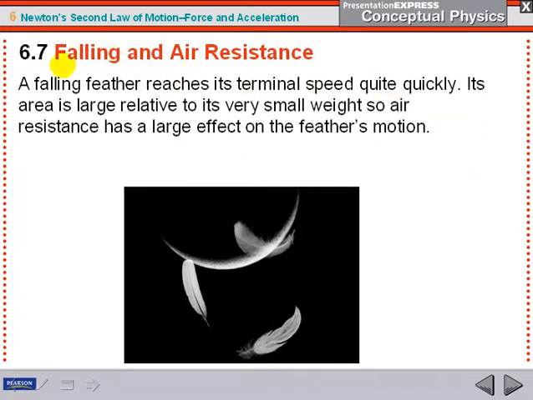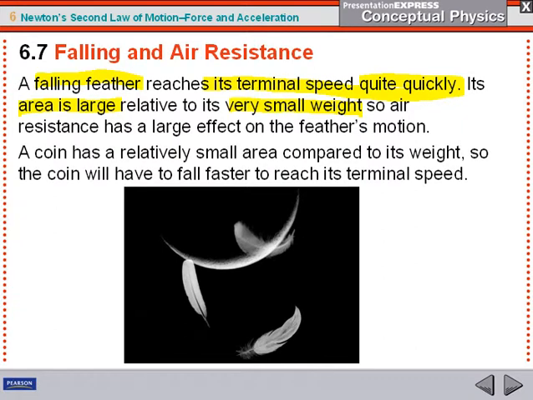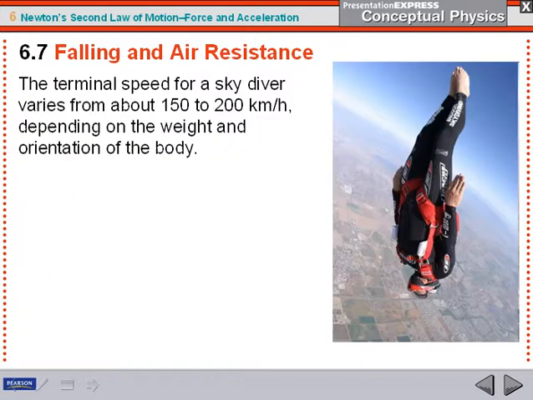A falling feather or piece of paper reaches its terminal speed quite quickly, and the reason why is it has a very large surface area and very small weight. So the air resistance equals the weight very quickly as it falls. A coin has a very small area compared to its weight, so it's going to have a much faster terminal speed. You can often think that things that are denser, because those things will have a very small area and a very large weight, will have a much higher terminal speed.